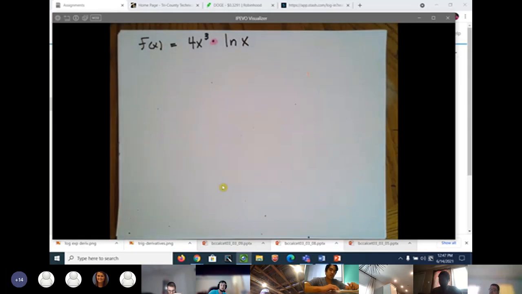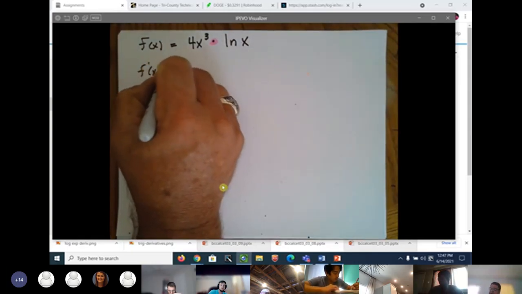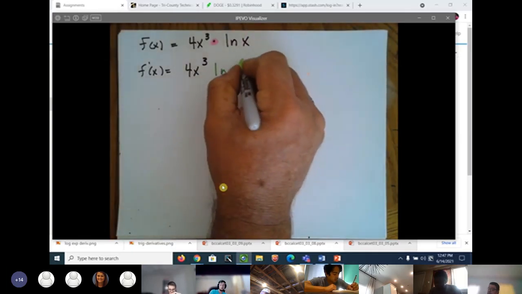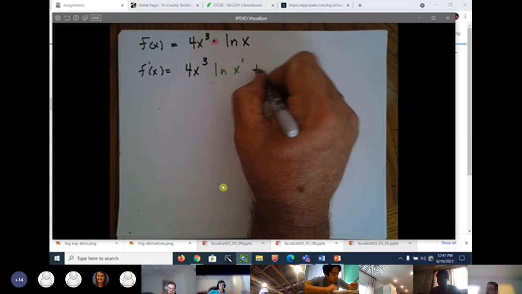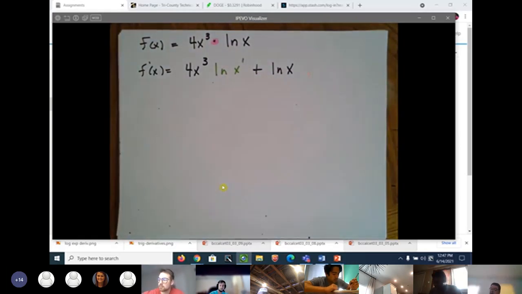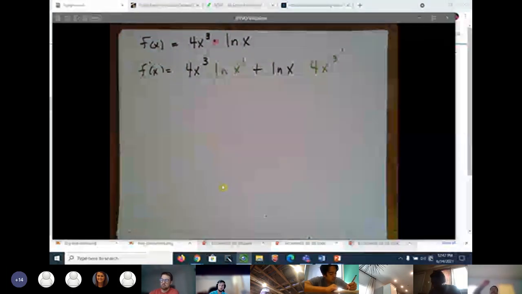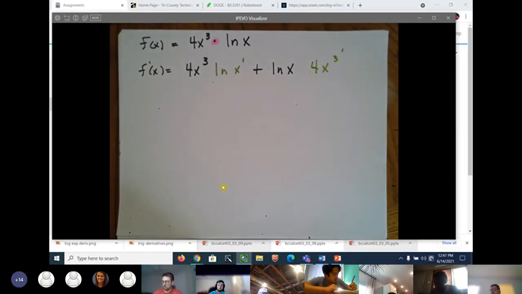And then you'll go, okay, f prime of x is equal to first times the derivative of the second plus the second times the derivative of the first. All right, do it. Now that you got that cheat sheet with you with the logs, you should know that the derivative of the natural log of x is 1 over x.